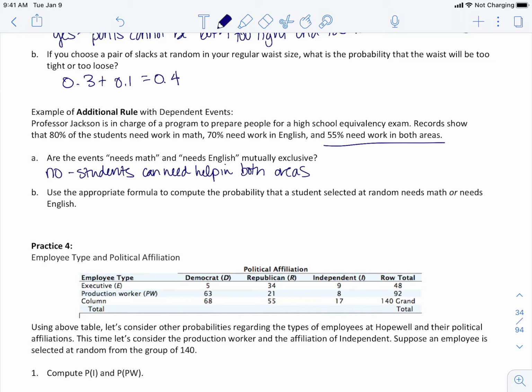Okay, so use the appropriate formula to compute the probability that a student selected at random needs math or needs English. So we're going to take our math, we have 80, English is 70, and then 55 need both. So we're going to do 0.8 plus 0.7 minus 0.55, and that's going to give us 0.95.